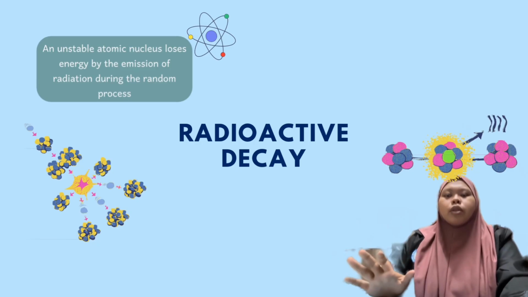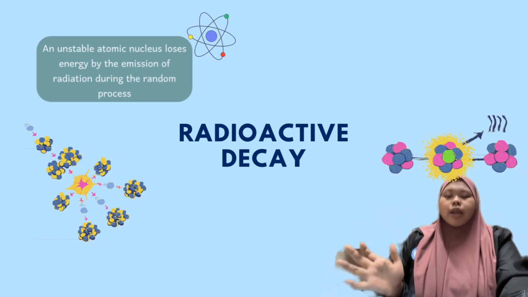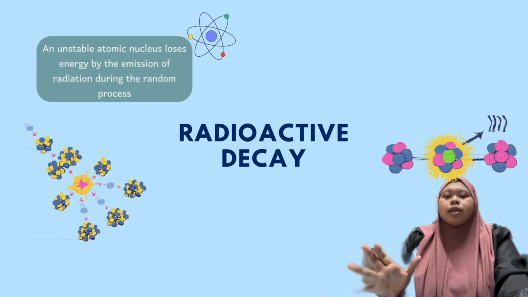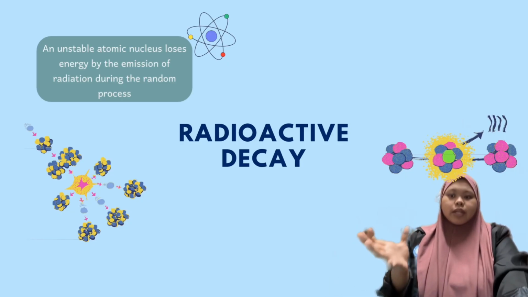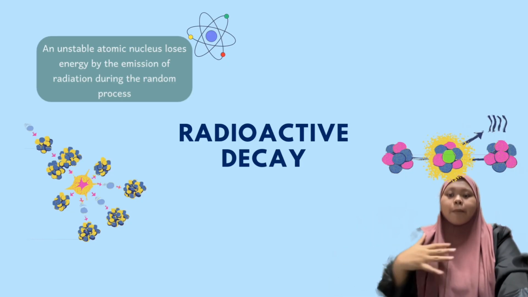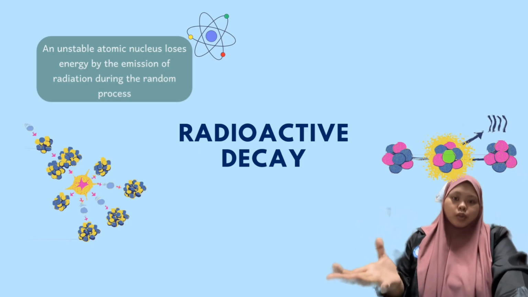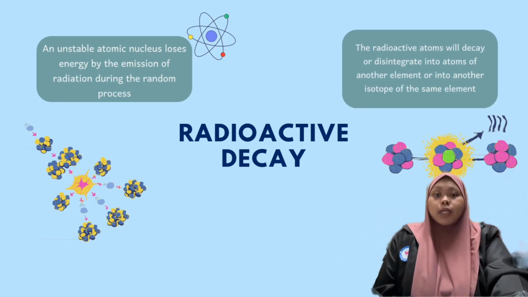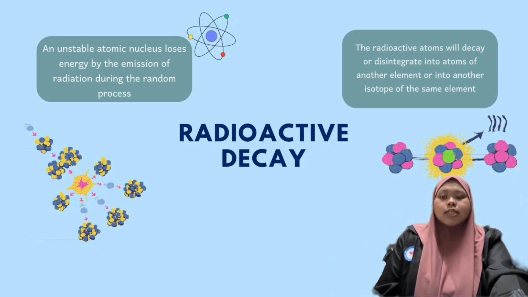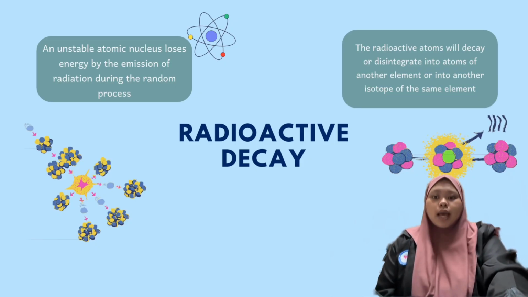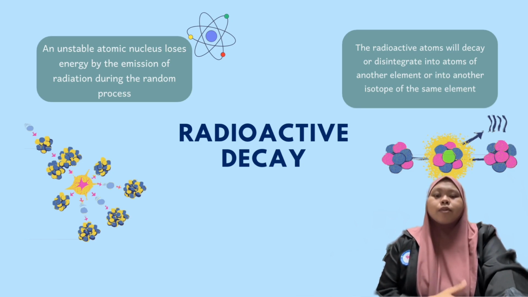Okay, today I will talk about radioactive decay. Radioactive decay happens when an unstable atom loses energy. The atom gives out radiation. This process happens by itself and we cannot control it. When an atom decays, it can change into another element or into a different form of the same element. This continues until the atom becomes stable.